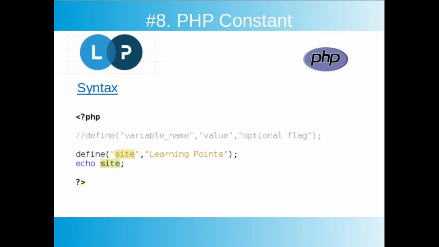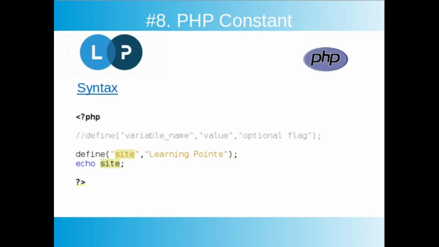So here is the syntax to create a constant. Here we can see the define function. We need to use the define function to create a constant variable. By default, the define function has three parameters.